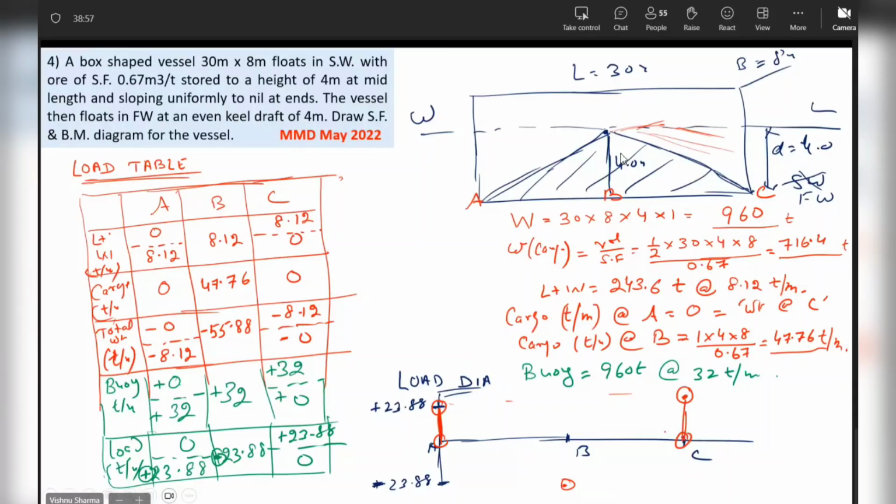Guys, what is load the resultant of? Load is the resultant of light displacement of the ship. Light displacement has been assumed to be uniformly distributed, so the light displacement curve will be horizontal. Then it includes the buoyancy. In this case, the buoyancy is uniformly distributed, so the buoyancy curve is also horizontal. Then it includes the weight of the cargo. The weight of the cargo is a slanting, sloping straight line.